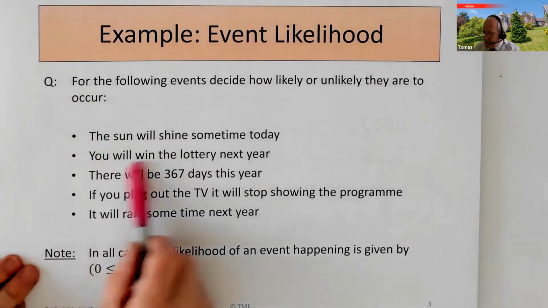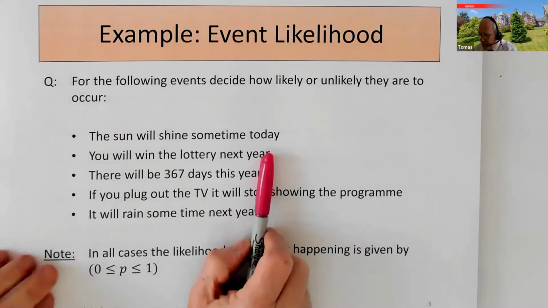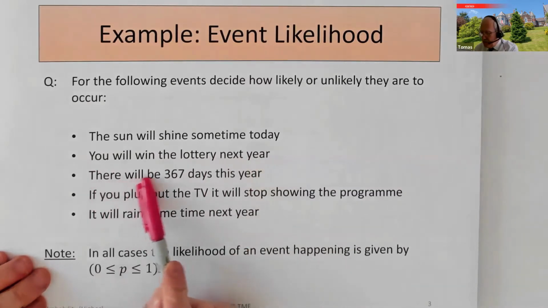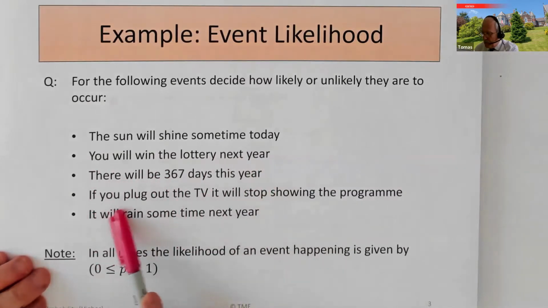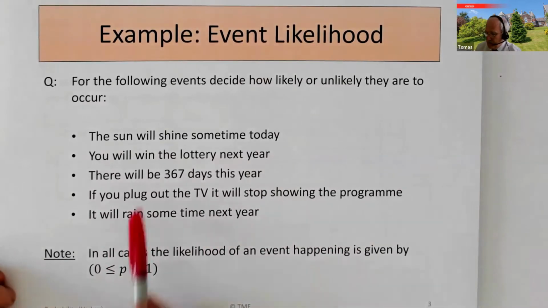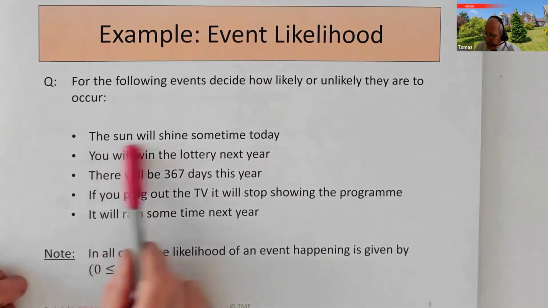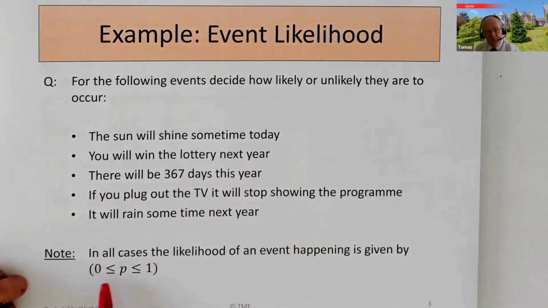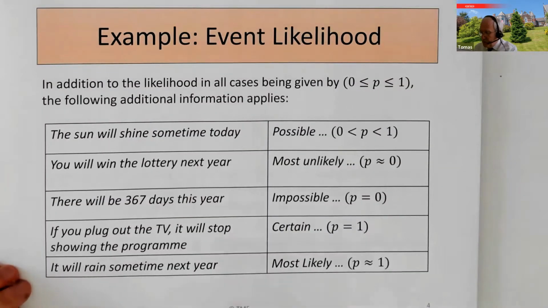So the sun will shine sometime today. Well, it has. But what's the probability that you will win the lottery next year? That there will be 367 days in the year? Or if you plug your TV out, it'll stop showing the program, or it'll rain sometime next year. In all cases, the likelihood of happening is given somewhere between 0 and 1. It could be as high as 1, could be as low as 0, but it won't be higher than 1 or lower than 0.